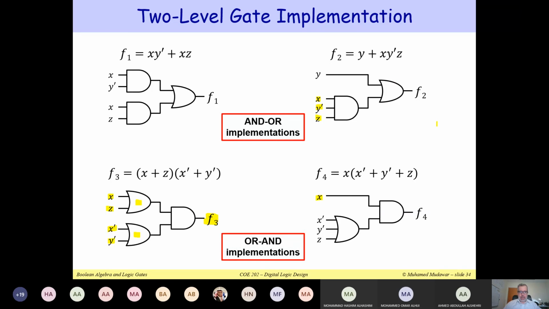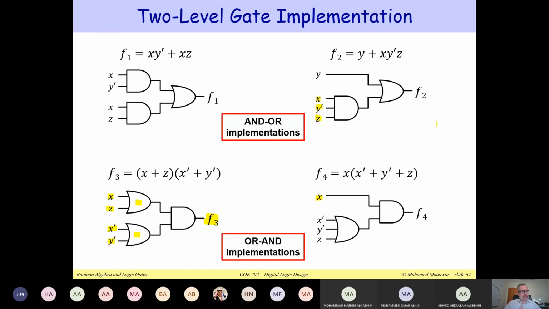And the second ones, we call them OR-AND implementations because we are ORing and then we AND. Is this clear? Yes. Okay. So what we need is to minimize these expressions before we draw the circuit diagram, because if we minimize, we can reduce the number of literals and we can simplify the circuit.